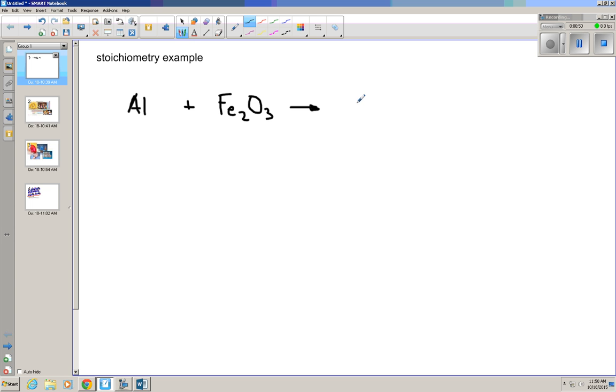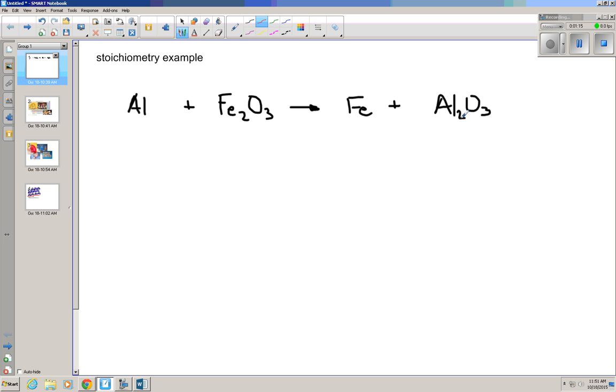And you react them, and what you actually make is iron plus aluminum oxide. Okay, so now we've got to go through and balance this. And I don't expect you to know this chemical reaction. I certainly don't expect anyone to memorize chemical reactions, but you should be able to go through and balance.